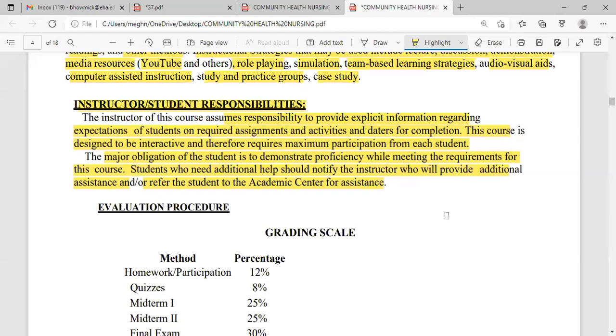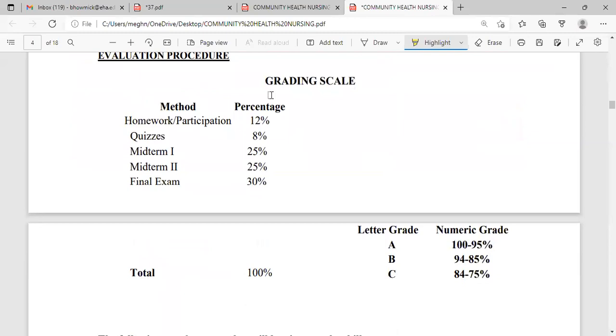So next goes the grading process or scale. So here are the methods and percentages. Homework and participation 12%, the quizzes 8%, midterm 1 25%, midterm 2 25%, final exam 30%. So all together total 100%.